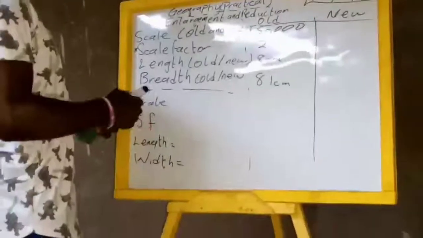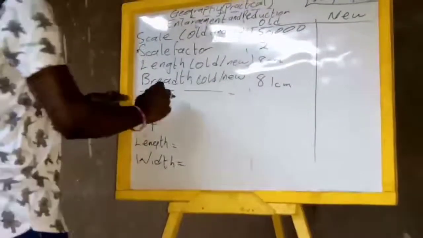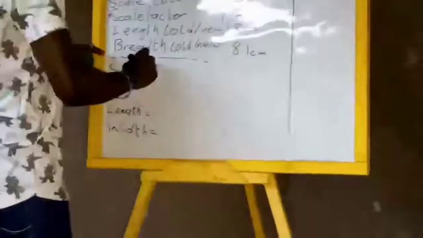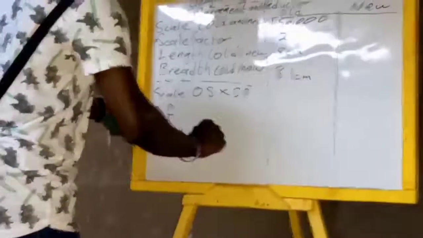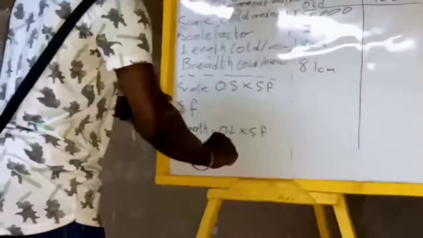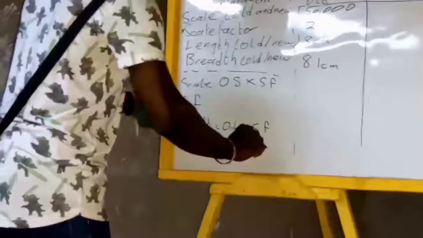We said there are formulas for everything. So the formula for finding the new scale is you multiply the old scale by the scale factor. As I said, everything is to be multiplied by the scale factor. You multiply the old scale by the scale factor. The same for the length. You multiply the old length by the scale factor. The same for the width. Old width by scale factor.